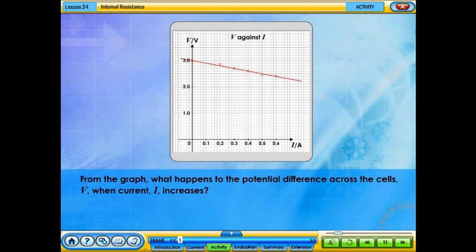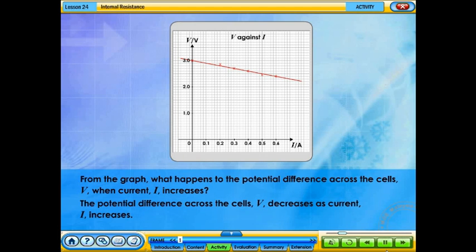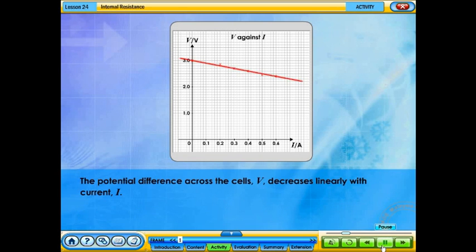From the graph, what happens to the potential difference across the cells V when current I increases? The potential difference across the cells V decreases as current I increases. Potential difference across the cells V decreases linearly with current I.